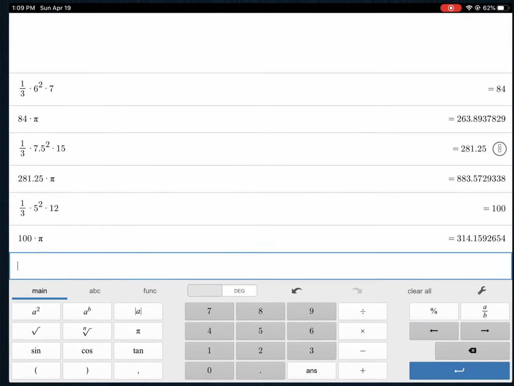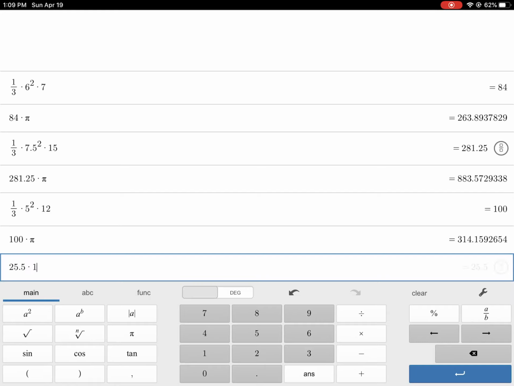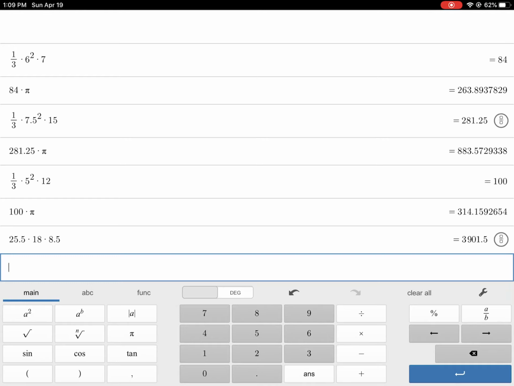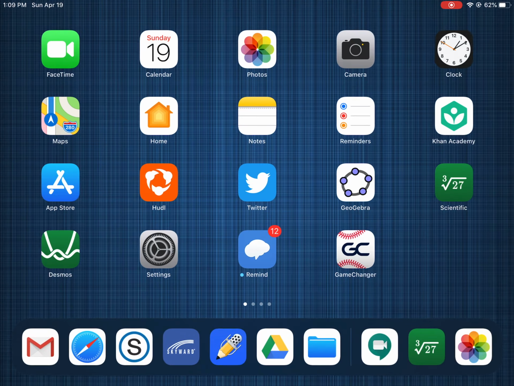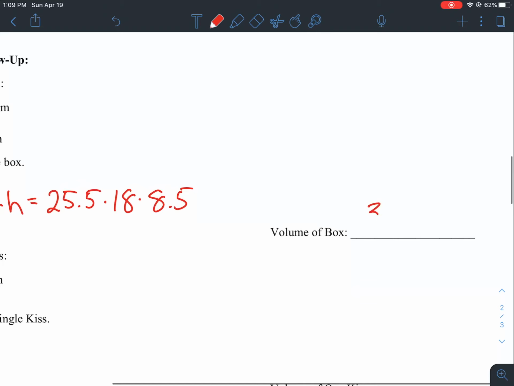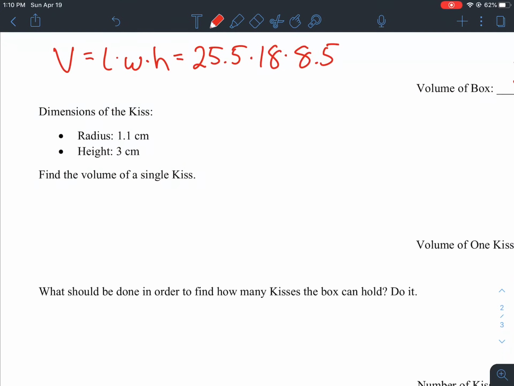When we do that, 25.5 times 18 times 8.5, that comes out to be 3,901.5 centimeters cubed. So that's how much space is inside the box when it's empty. Now we're going to start filling that empty box with Hershey's Kisses. So what we want to do now is figure out how big is one Hershey's Kiss in terms of its volume. How much space does it take up?